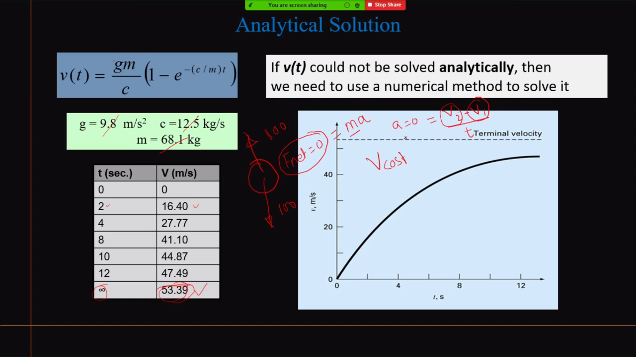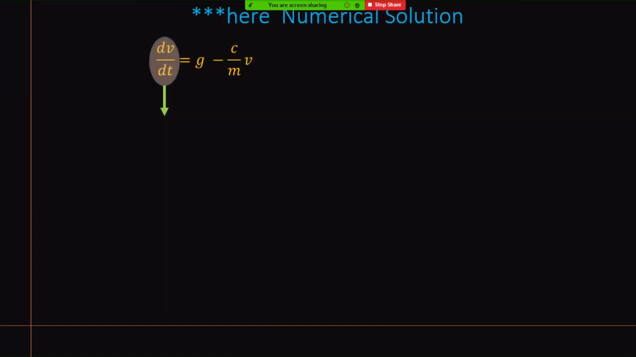Once we have got this, now we'll look at how to treat this numerically. This is what we got as an analytical solution. Now this is in the form of a differential equation. So what does a differential equation mean? Can I write this dv by dt?